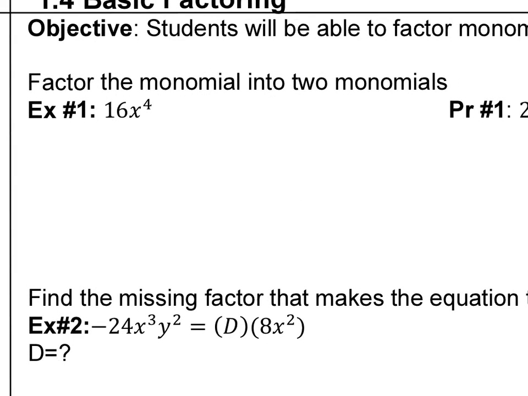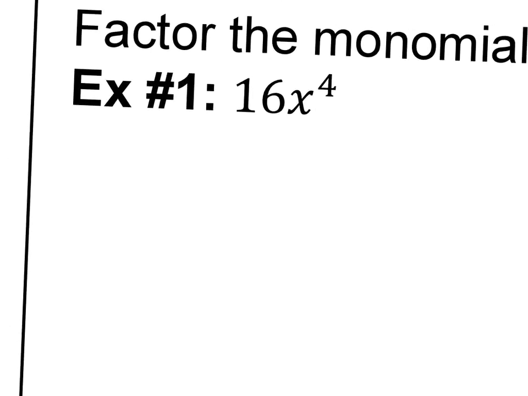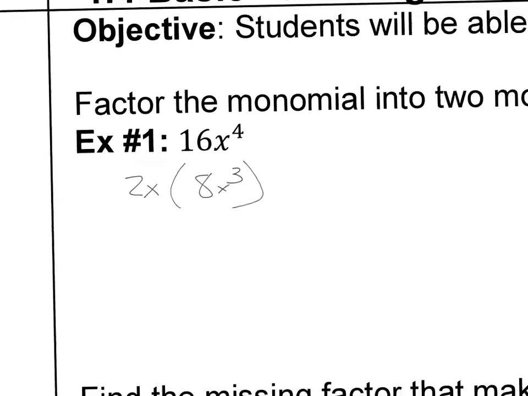Now, when I say factor this monomial into two monomials, all I mean is break it up into something we know that when we multiply together would equal 16x to the fourth. So we just got to think of any two numbers that multiply up to 16. So let's say 2 and 8. And then I could break up x to the fourth in a few different ways, but let's just say x times x to the third. Now I've broken it up into two monomials.